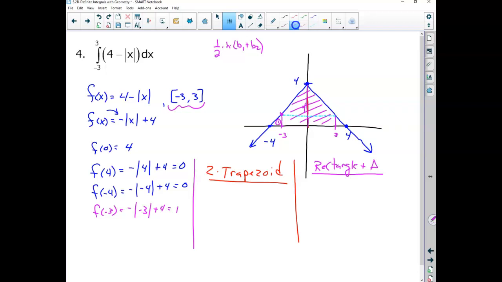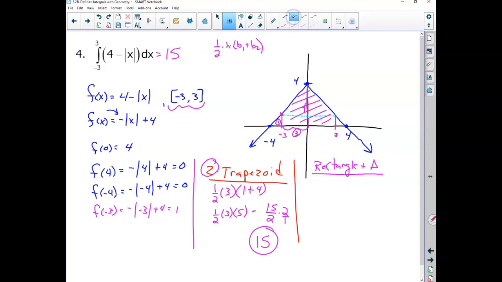So the area of my trapezoid is 1/2 times the height, 3, times base 1, which is 1, plus base 2, which is 4. That gives me 1/2 times 3 times 5, which is 15/2. But remember, there are 2 trapezoids, so I take it times 2/1. That's going to give me an area of 15. And that's exactly what your calculator is going to do if you do it that way.